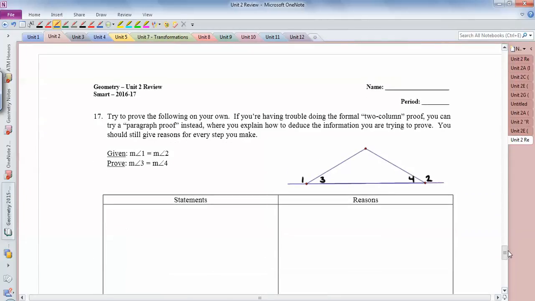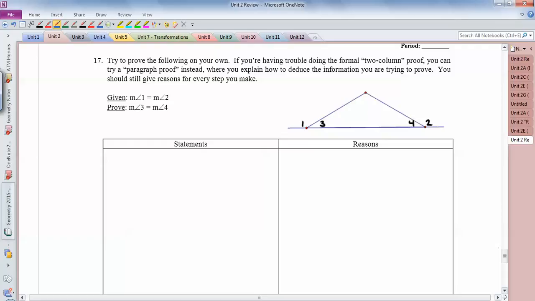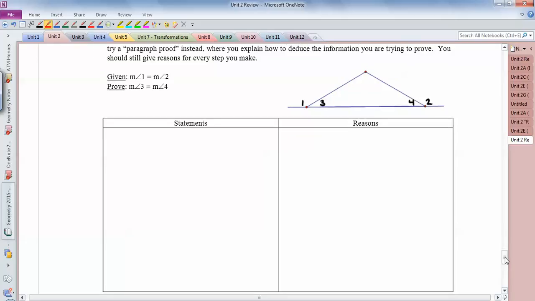Let's try 17. So 17, there's going to be a bunch of ways of doing this. I'll just do one. I have not prepped this ahead of time, so we'll see what we come up with. I think in the key that I provided for you guys, I gave you a couple different ways of doing it. So let's see. M1 equals M2, and the goal is to prove that 3 and 4 are the same. Now, I'm not going to give you a proof from scratch on the test, but if you can do this, then you're probably in pretty good shape.